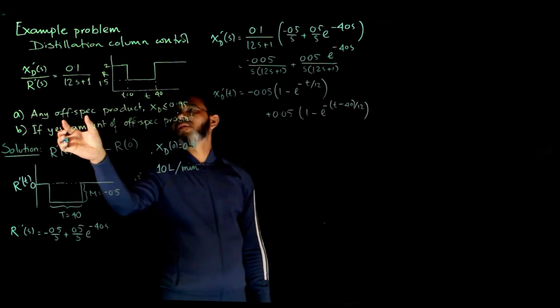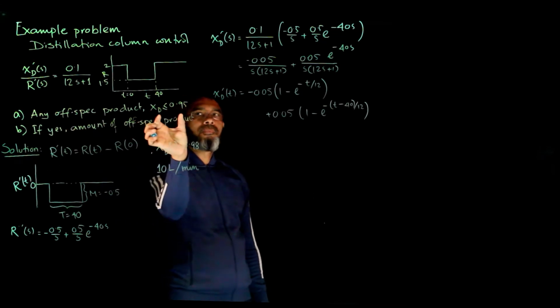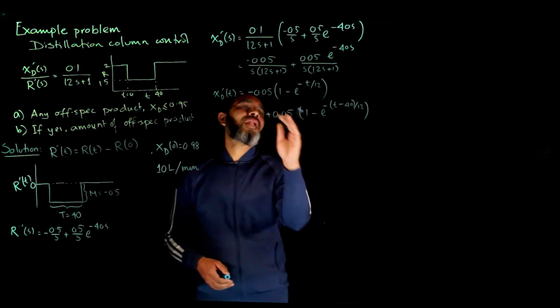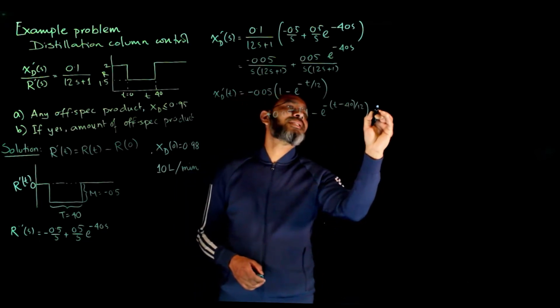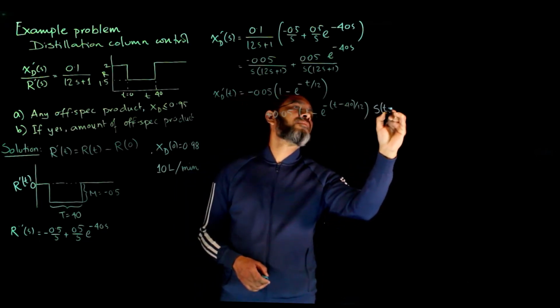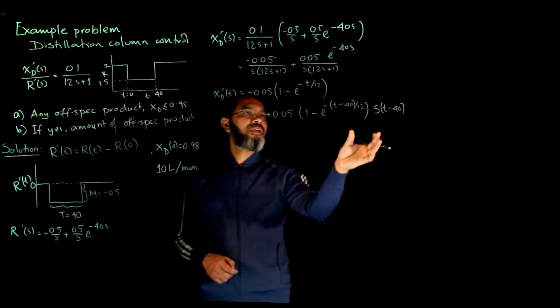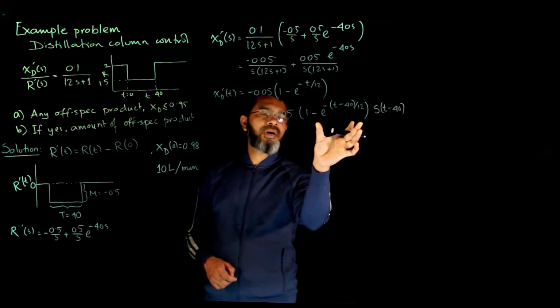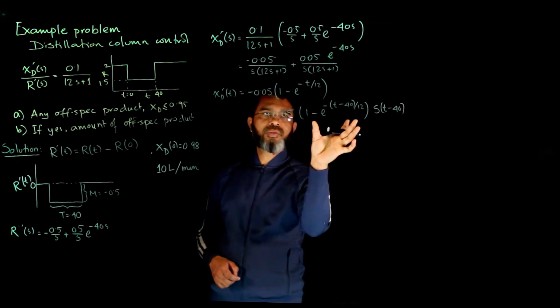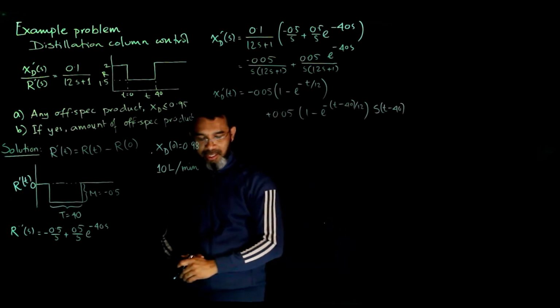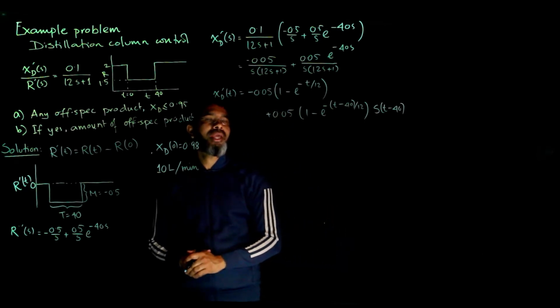So we'll have to find out whether this will go below 0.95 or not. Okay, so we'll have this one, and we need this unit step function because before t equals 40, this part will be 0 and this part will be effective after t greater than 40. Okay.